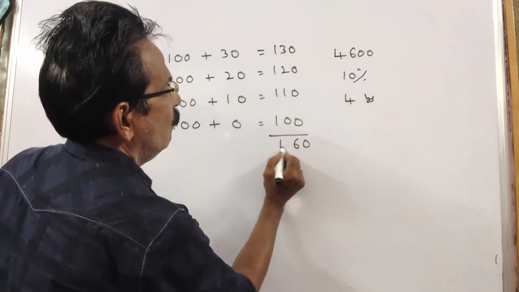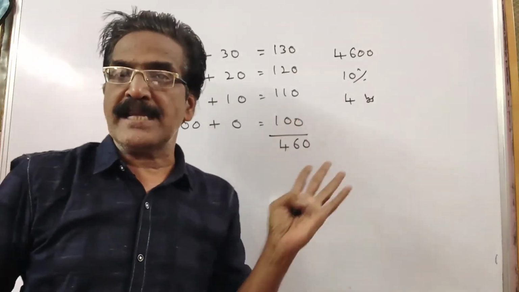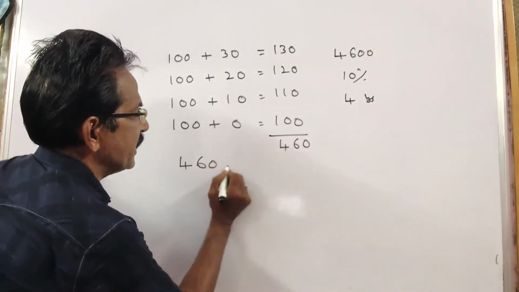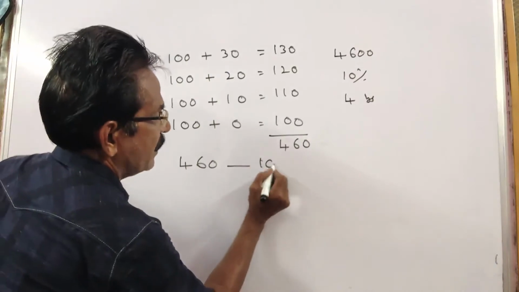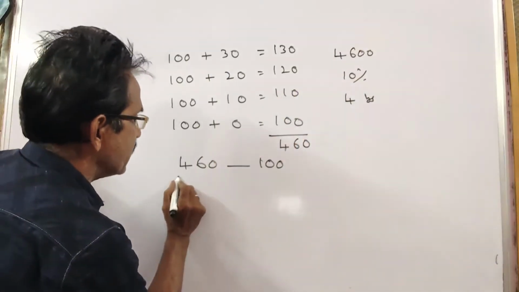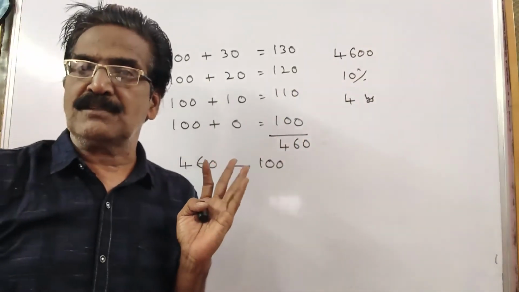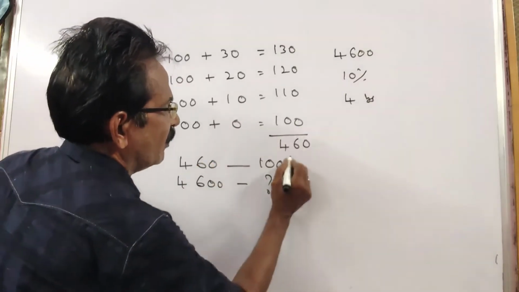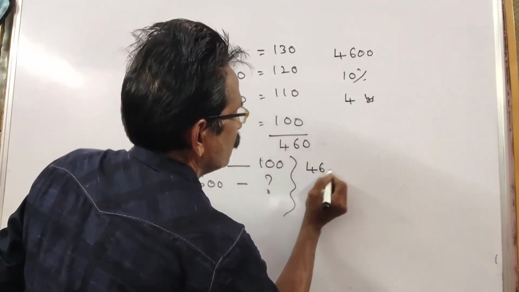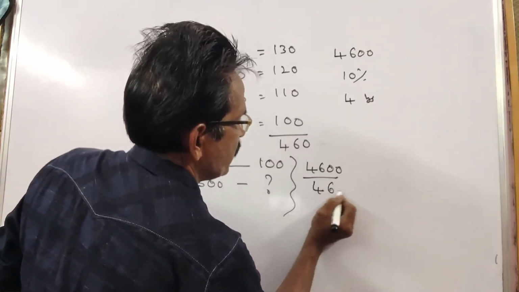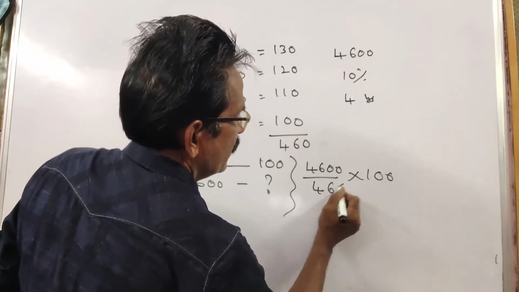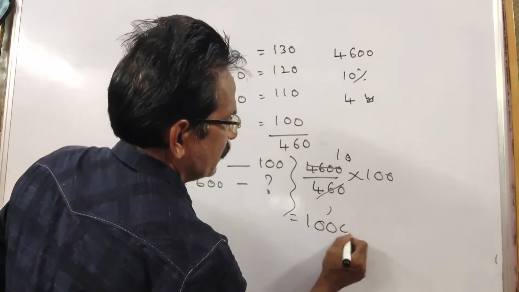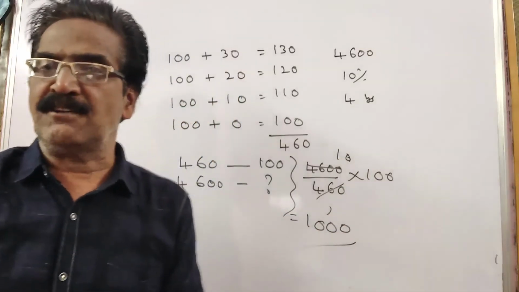That comes to 460. So if the total amount due is 460, the installment must be rupees 100. If the total amount due is 4600, then what will be the installment? 4600 by 460 into 100, 10 into 100, 1000 is the annual installment.